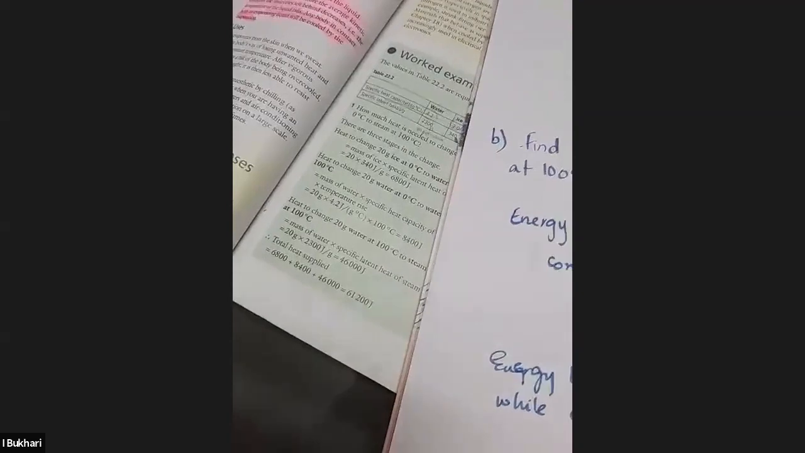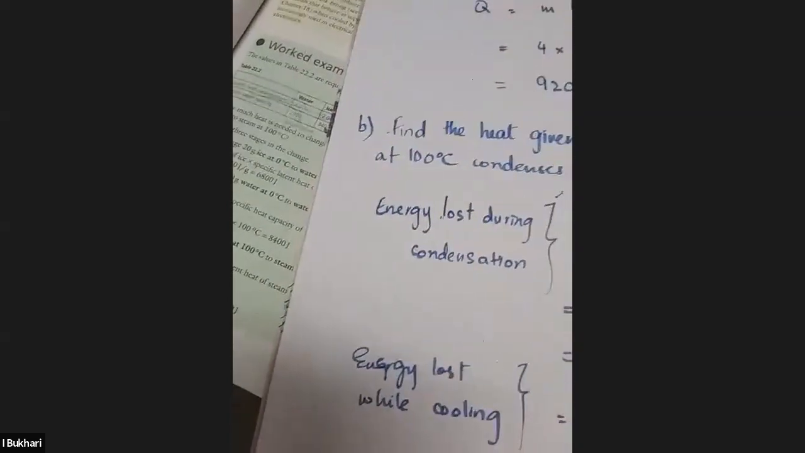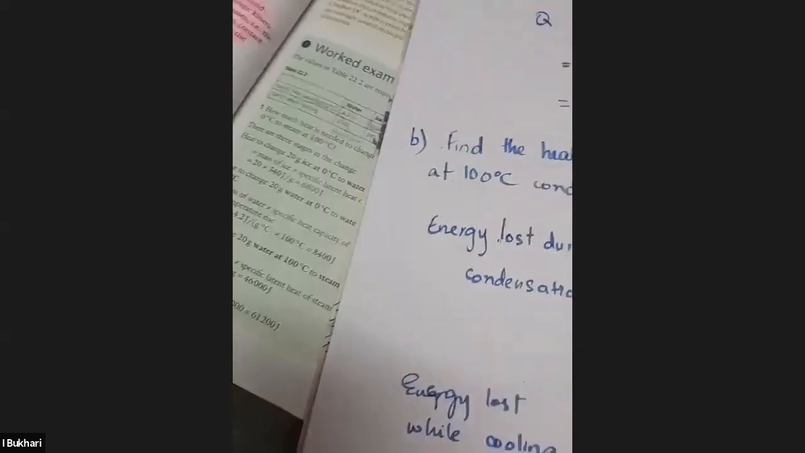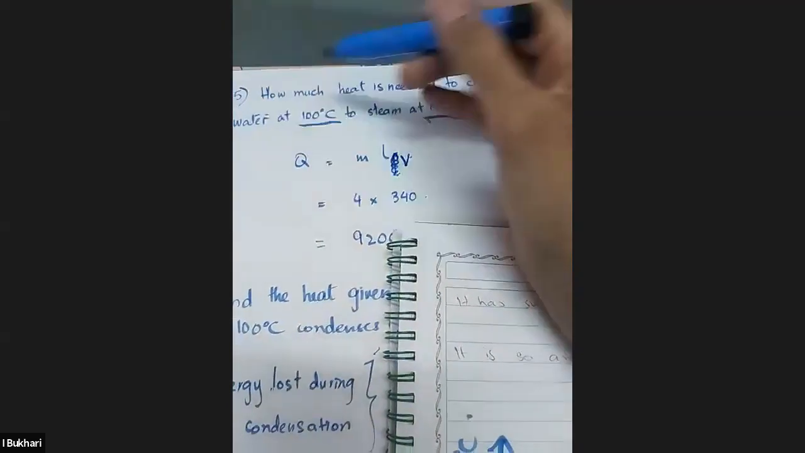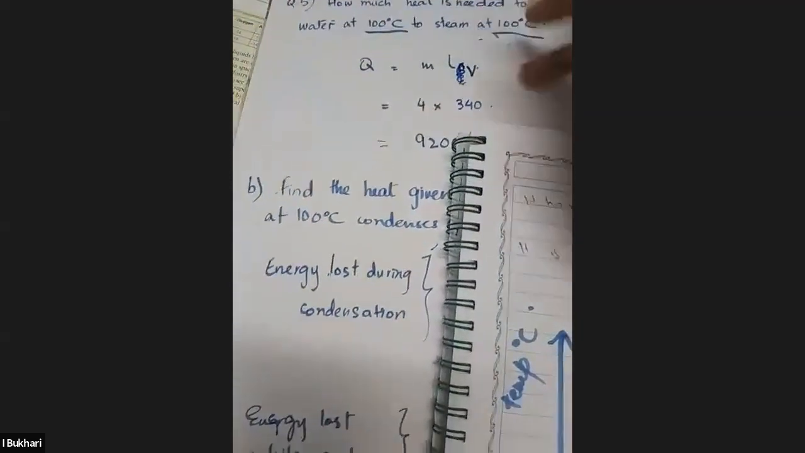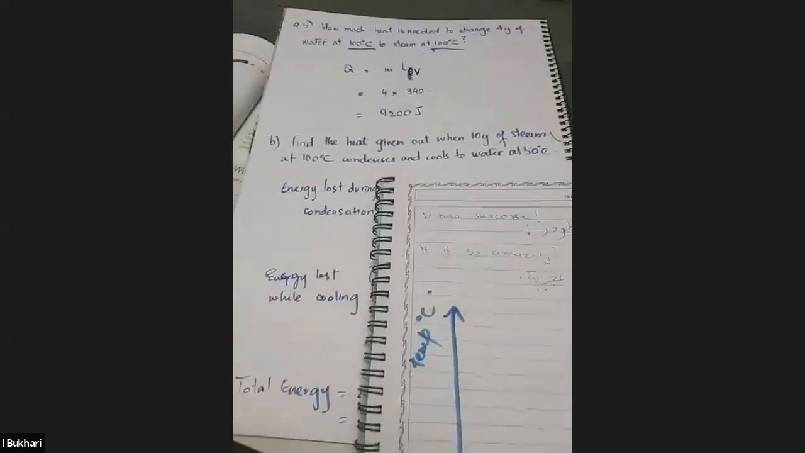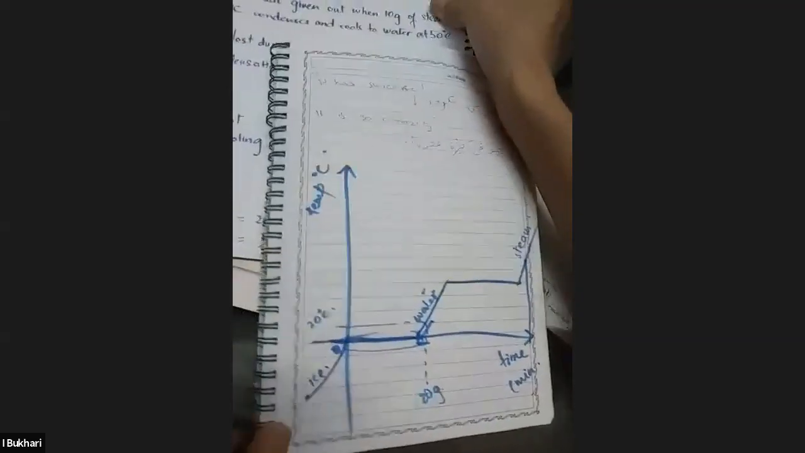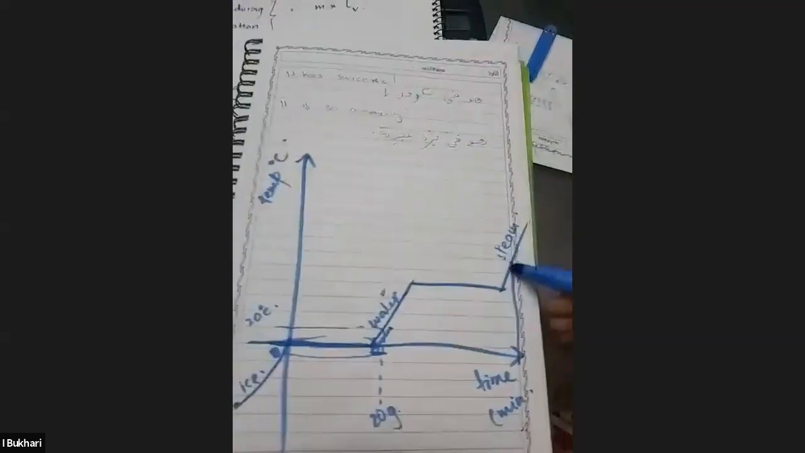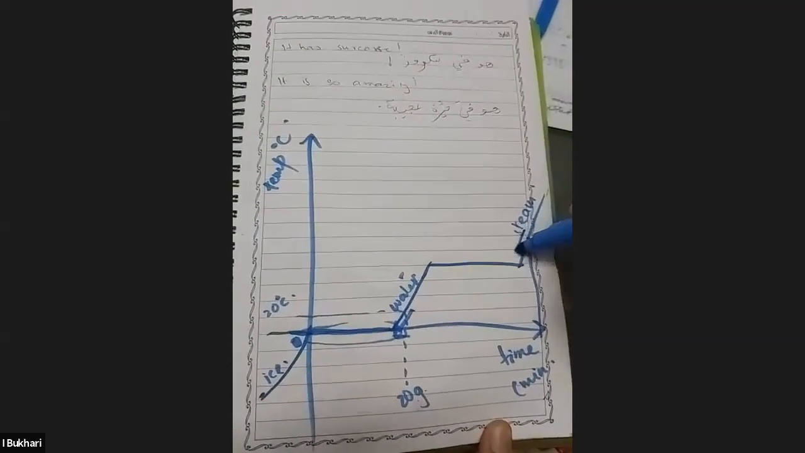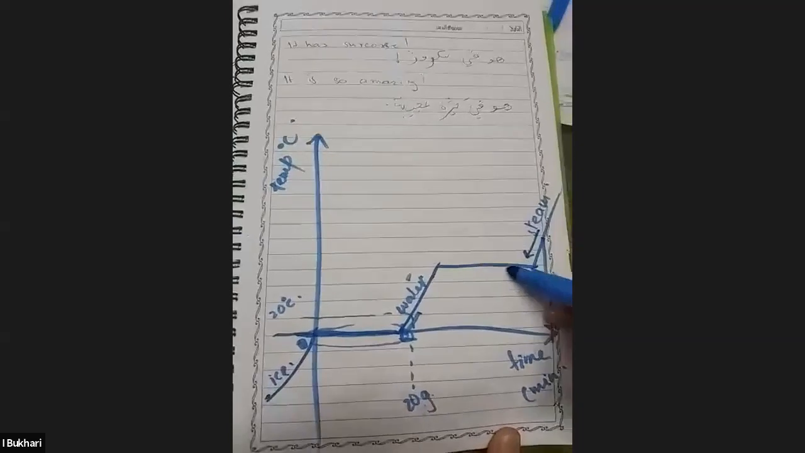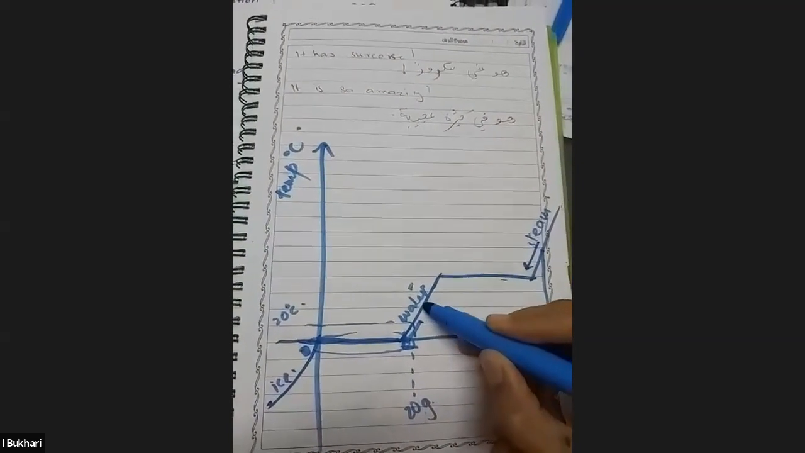But isn't this fusion? Which question are you talking about, Amna? 5, part A? No, that's not fusion. 100 degrees Celsius of water to steam, this is vaporization. Okay, so find the heat given out when 10 grams of steam, so 10 grams of steam is here at 100 degrees Celsius, condenses. So that means we are going this way, and cools to water at 50 degrees Celsius.